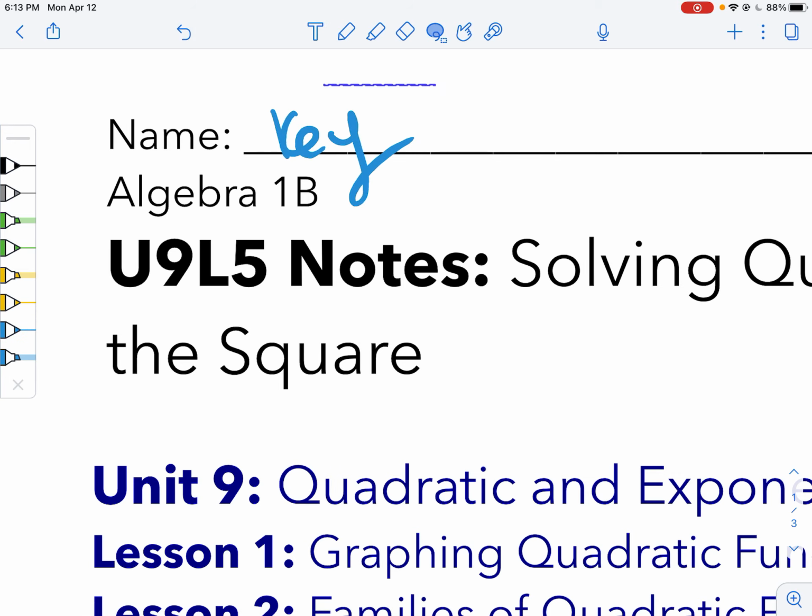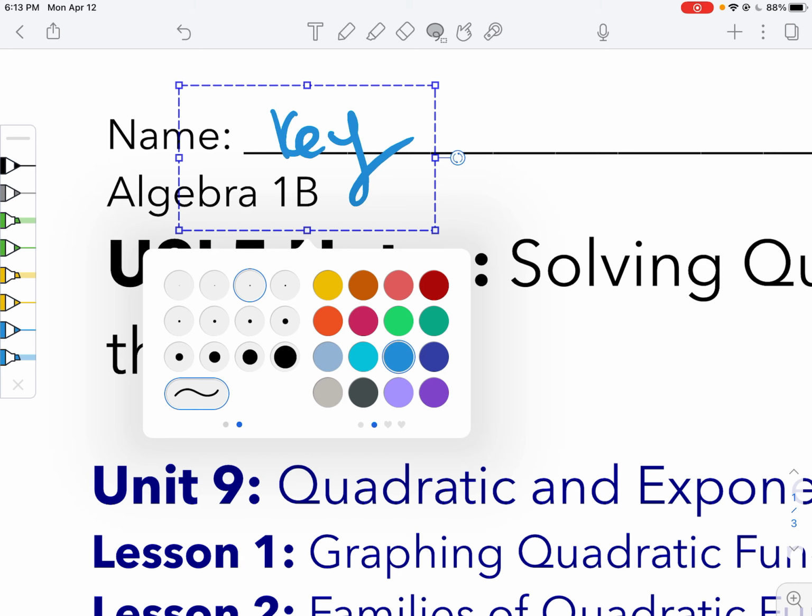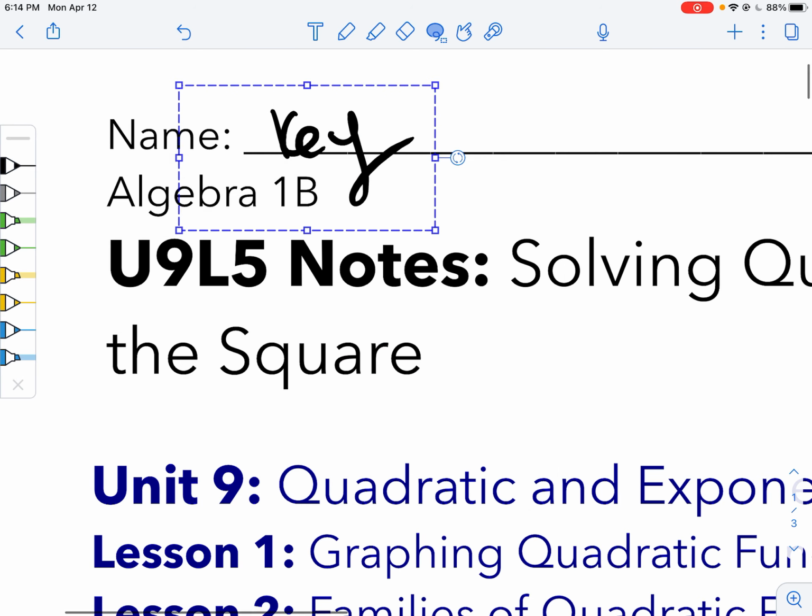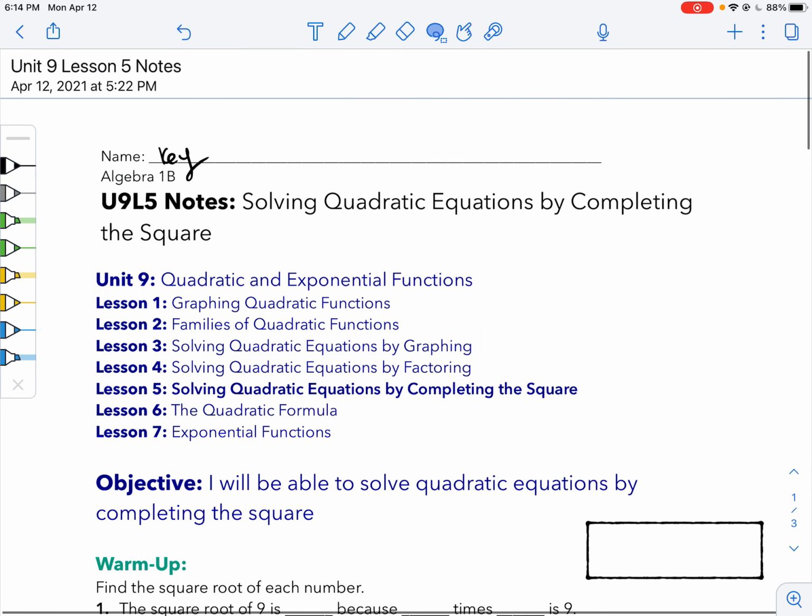Hey guys, welcome to your Unit 9, Lesson 5 notes on choosing the correct color to write in. I'm just kidding. On solving quadratic equations by completing the square.